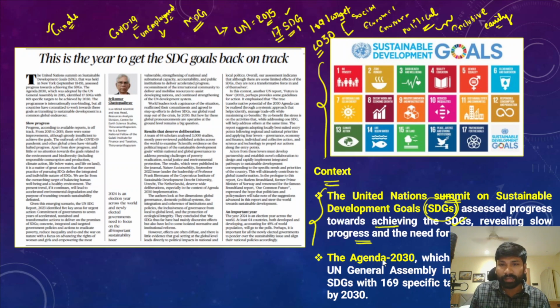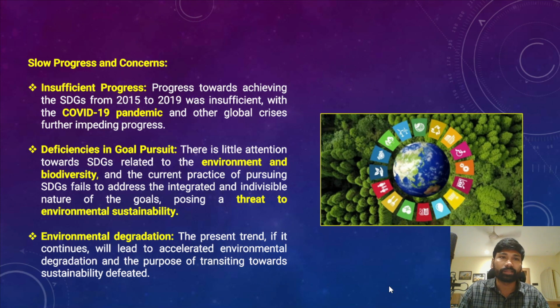In fact, the Agenda 2030, which was adopted by the United Nations General Assembly in 2015, identified 17 Sustainable Development Goals with 169 specific targets to be achieved by 2030. Right? So with slow progress, what will be the major or key concerns? One is insufficient progress. Insufficient progress is primarily due to the COVID-19 pandemic.